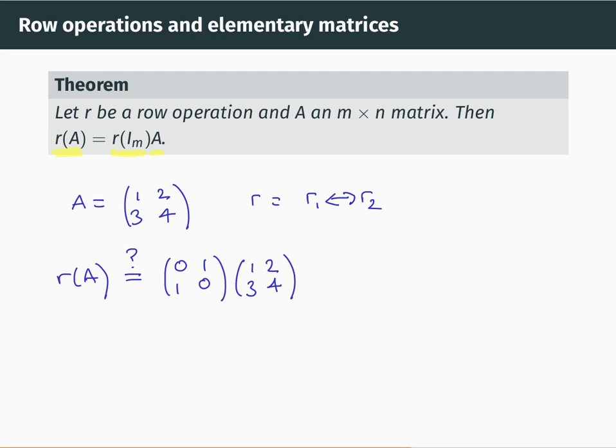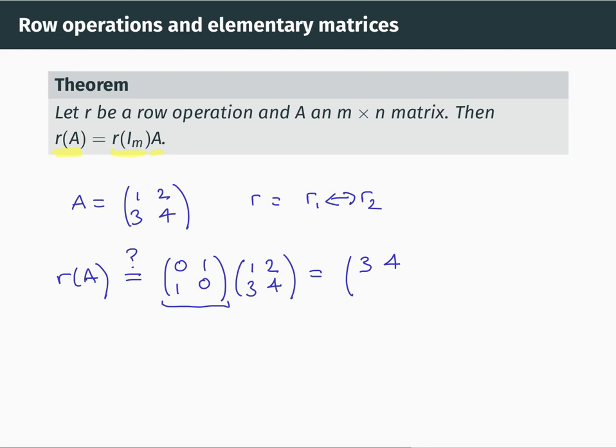We're going to verify this simply by doing the matrix multiplication on the right and applying the row op on the left and seeing if we get the same thing. So this matrix multiplication is easy enough. If we want to work out the 1, 1 entry, that would be the first row of the elementary matrix multiplied into the first column of A, so that would be 0 times 1 plus 1 times 3. The next entry will be 0 times 2 plus 1 times 4.